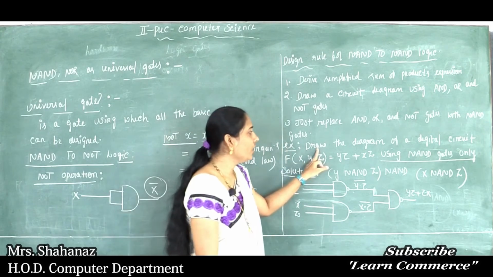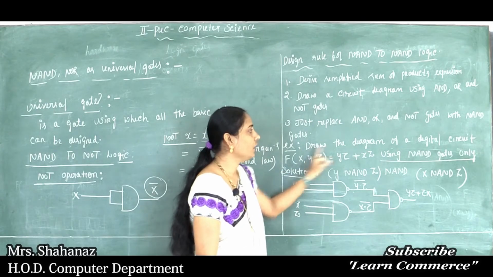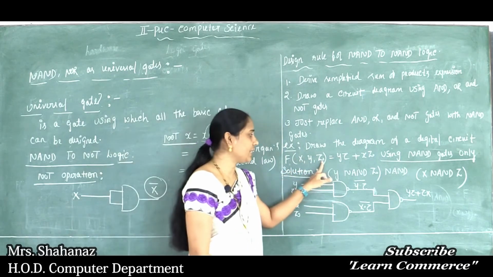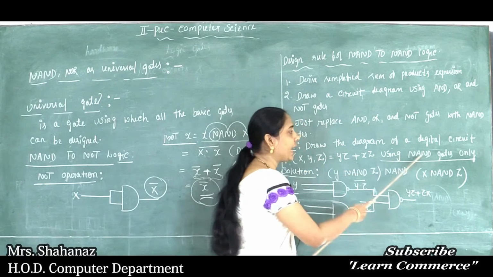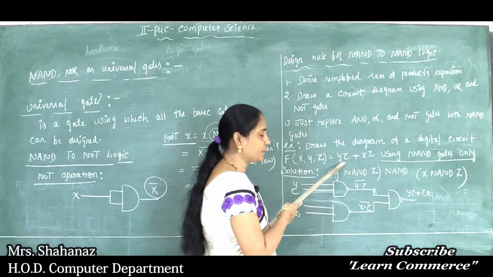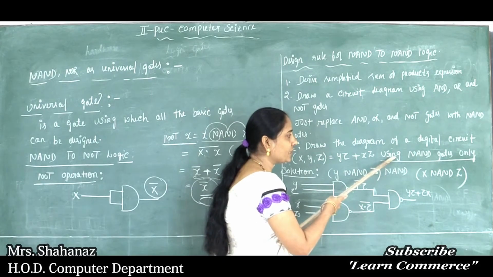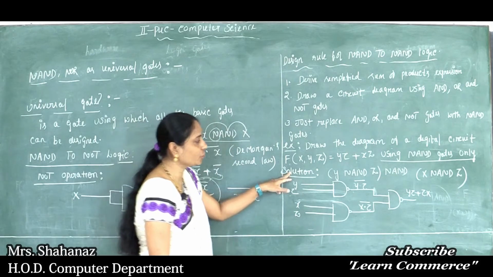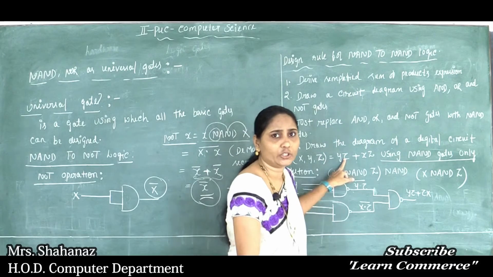Example: draw the diagram of a digital circuit. Okay. Question: draw the diagram of a digital circuit. Now the question, F(X,Y,Z) equals YZ plus XZ, using NAND gate only. I underline it also here. Whatever the Boolean expression is, we need to change it to using NAND gate only here. So the solution. In this solution, as I already said, whatever it is, we need to replace it with the NAND gate.